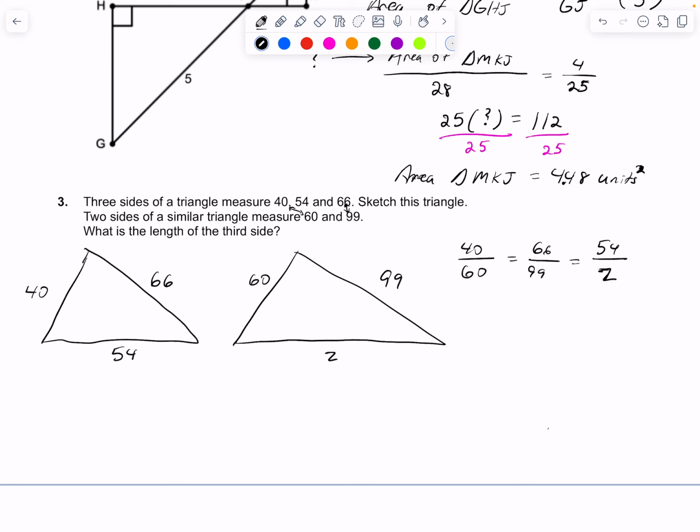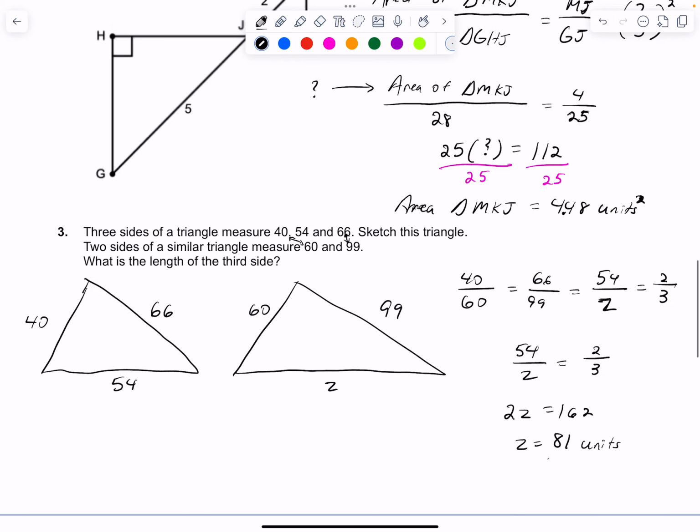Now I said that all of those ratios are going to be equal to 2/3. Okay, so I'm going to do 54 over Z equals 2/3. I'm going to cross multiply to get 2Z equals 54 times 3. So that's 50 times 3 is 150. 4 times 3 is 12. Add those together, you get 162. So Z is going to be equal to 81 units.